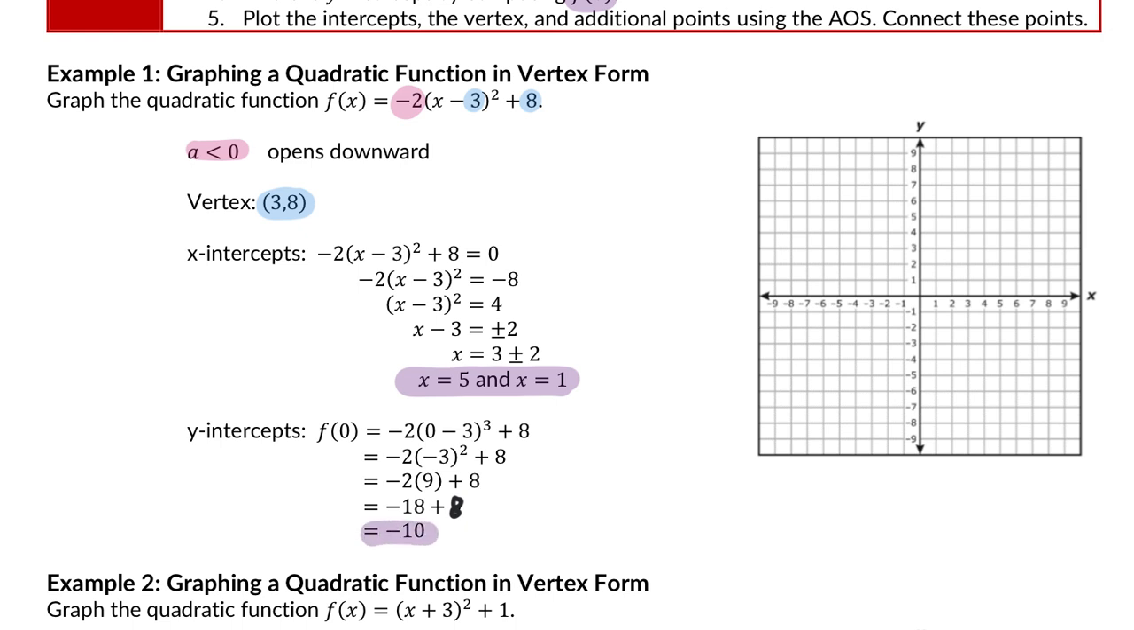If we put all of this information together on our graph and plot the vertex, the intercepts, and any additional points using the axis of symmetry, we can make a nice sketch of this function. Let's start with the vertex. We plot the vertex at 3, 8. So I go over 3 and up 8. There's my vertex. We'll make that blue. We have our x-intercepts at 5 and at 1. And we have a y-intercept at -10.